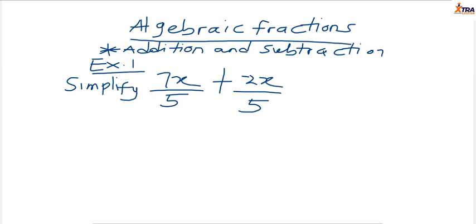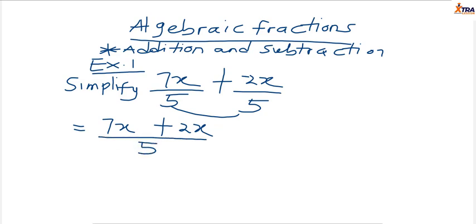This is pretty simple, like the way we do normal fractions. So what am I going to do here? I have 7x plus 2x. Since we have a common denominator, the bottom number is 5 on both sides, so everything over 5. My answer here becomes 9x over 5. I hope you understand this. We take the top part of the first, the top part of the second, and divide by the common denominator, and that will give us 9x over 5.